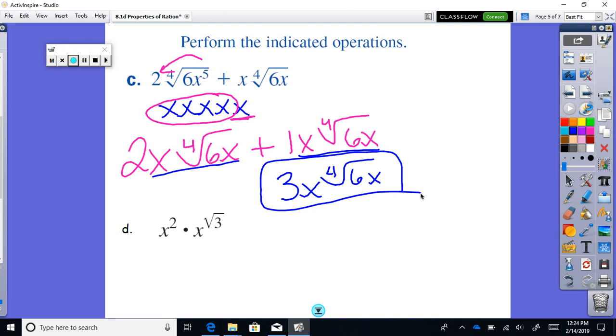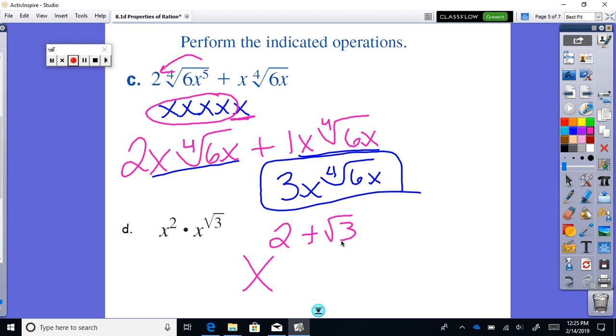Now D is kind of a review. It's thrown in here, doesn't quite match, but I think it's worth talking about. This is the product rule. You have the bases are the same, you're multiplying, so you need to add the exponents. So the base stays the same, and you add the exponent. So you get x to the power of 2 plus the square root of 3.